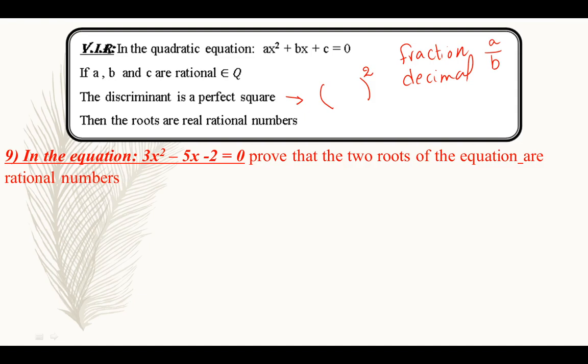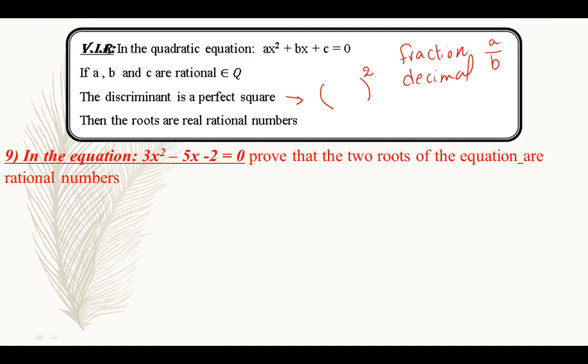A perfect square is something you can write as a bracket to the power of 2, or you can find it as a number that has a square root, something like 9, 16, 25. So if the discriminant is a perfect square, the two roots are real rational numbers.